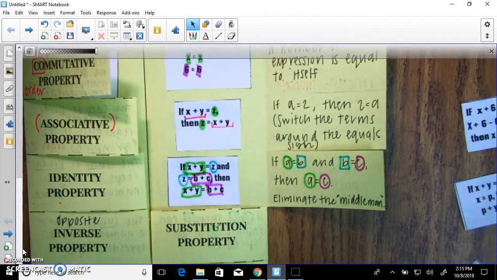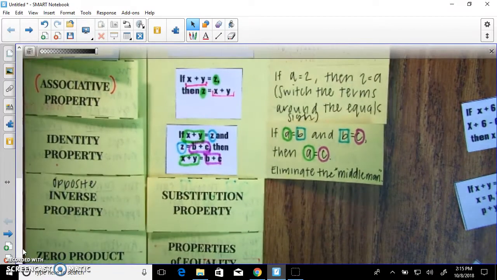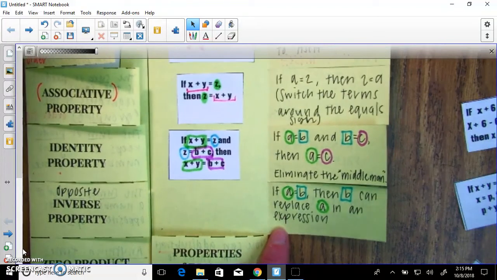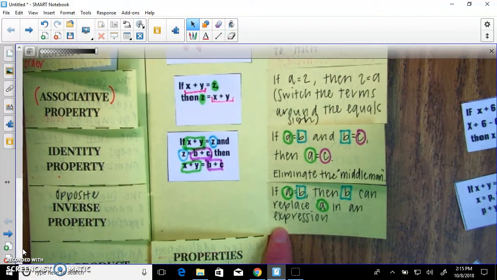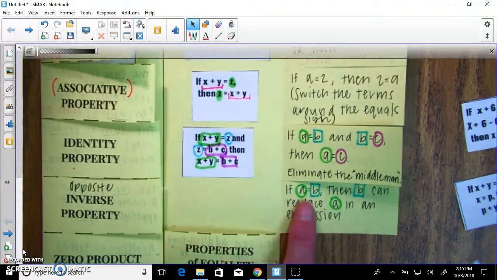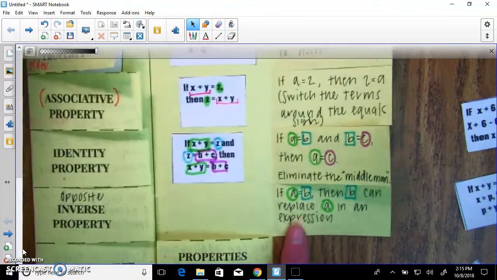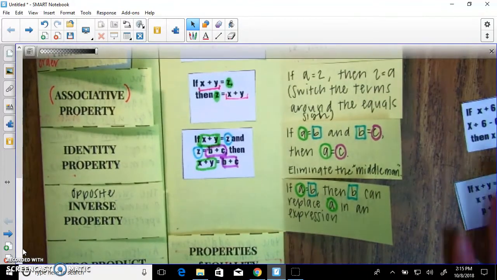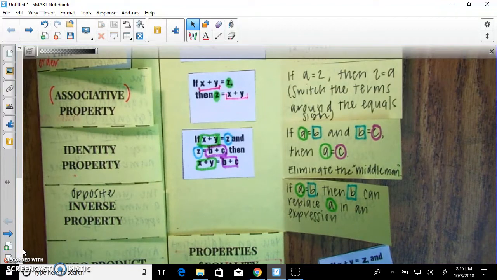Our next property that we have is the substitution property. So substitution is kind of similar to transitive, and it looks like this. And we say if A equals B, then B can replace A in an expression. So anytime you see A, you could plug in the letter B or the value for that. So take a look at your boxes and see which one of these best represents substitution.